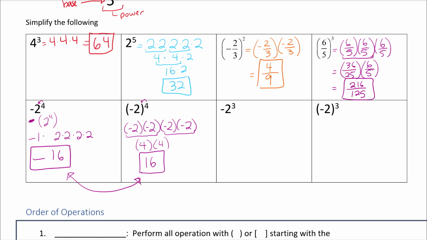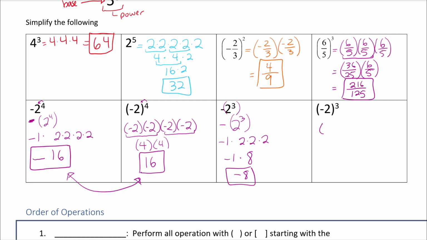Notice the next two are kind of similar, but they have a cube instead of a square. We're going to interpret it the same way. So the first one with the negative out in front does not mean the negative is included on the cube. It's almost as if we're taking the opposite of 2 cubed, or negative 1 times 2 times 2 times 2. 2 times 2 times 2 is 8, and 8 times negative 1 is negative 8.